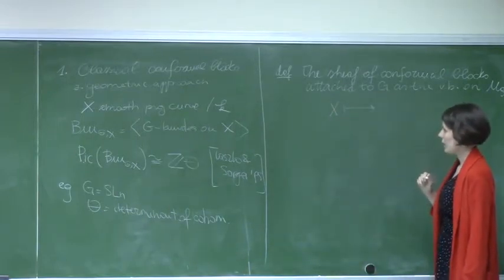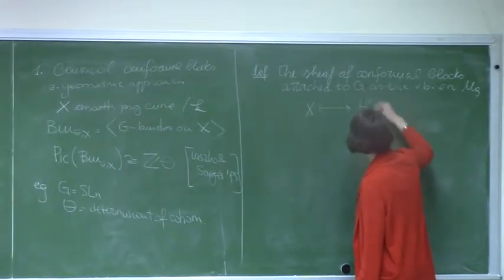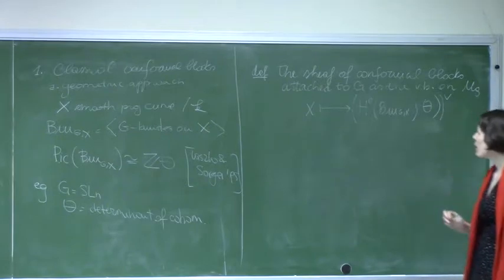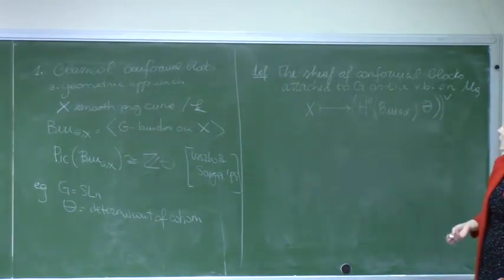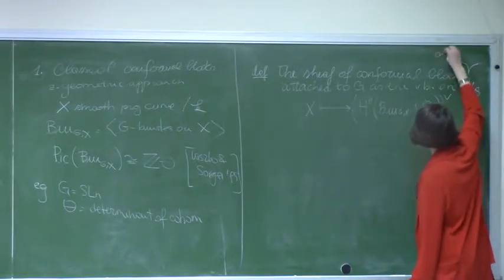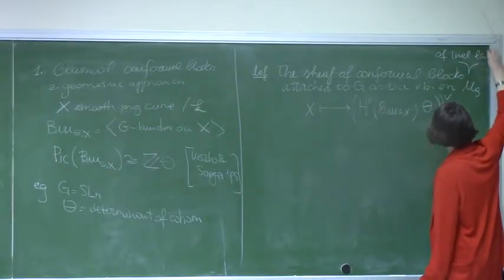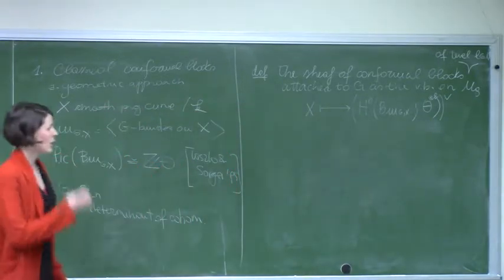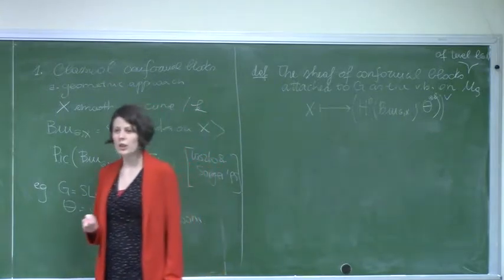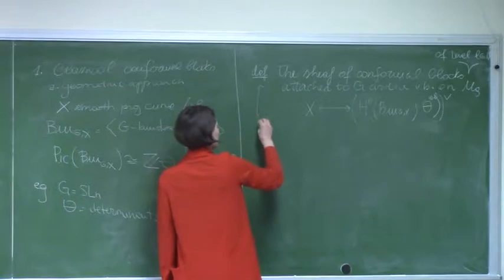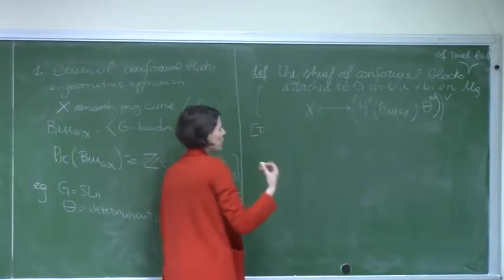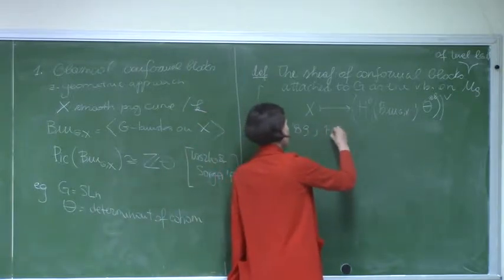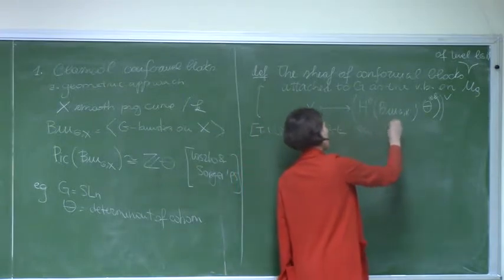We attach to the curve X the space of global sections of theta, or better, the dual of it. And we can also consider positive powers of it. So for the sheaf of conformal blocks of level L, we compute the global sections of the L-th tensor power of theta. And of course, this definition a priori might not make sense. I mean, you have many things to prove. And this was done by people who worked on this, originally Tsuchiya, Ueno, and Yamada at the end of the 80s. And then also Beauville and Laszlo worked on that in '94, and also others.